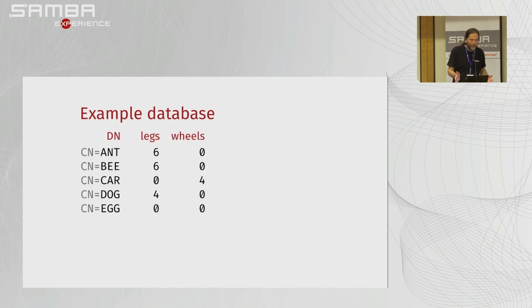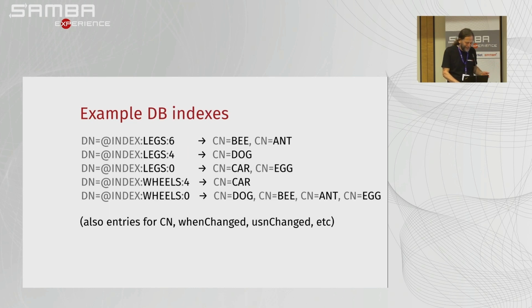So here's an example database. I'll go through some things with this example. We've got 6 objects, ant, bee, car, dog, and egg, and we've got 2 attributes, which is legs and wheels, and I chose these because you can probably remember that ant and bee have 6 legs, the dog has 4 legs, and a car, in this case, has 4 wheels, and otherwise it's 0. So we don't need to keep going back to that.